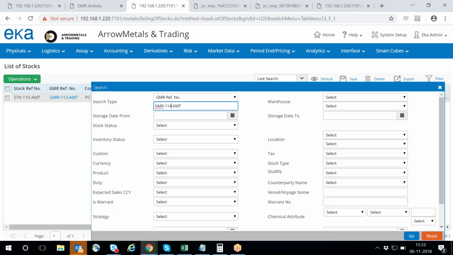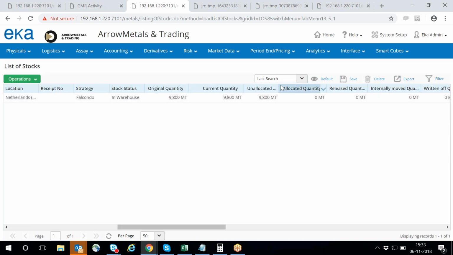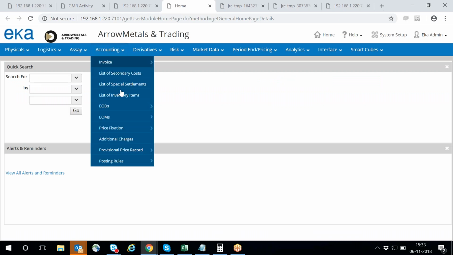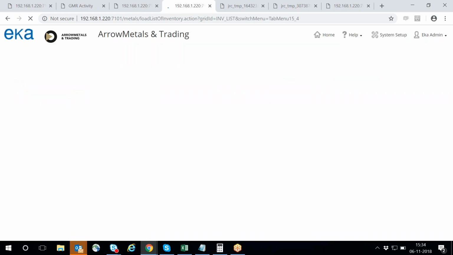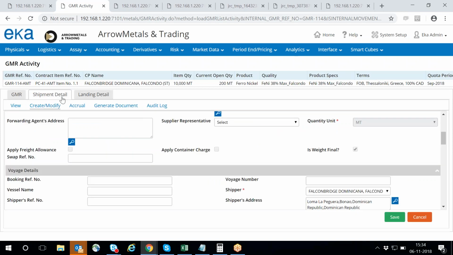just a second. The stock quantity here is 9,800 metric ton. And now if I check the inventory. So this GMR, what was the GMR moving it from? The GMR is moving from the customer to our location. Right. Yes, it is a purchase GMR, so FOB purchase. So from customer place, we are getting it to our inventory. Right.